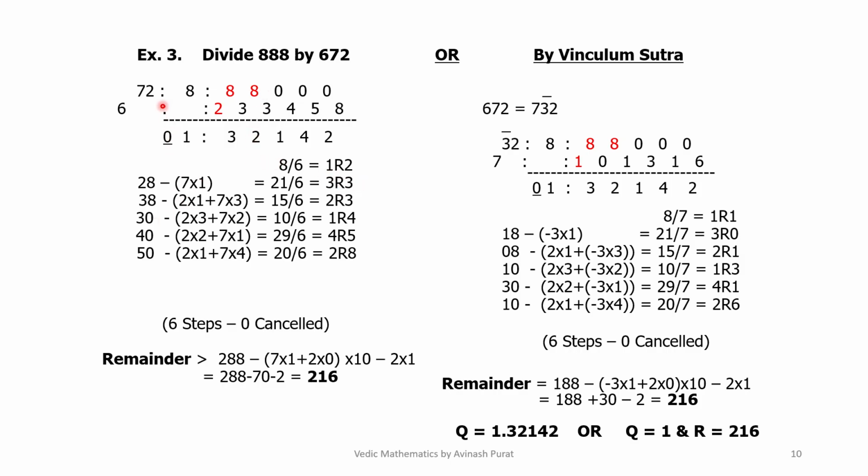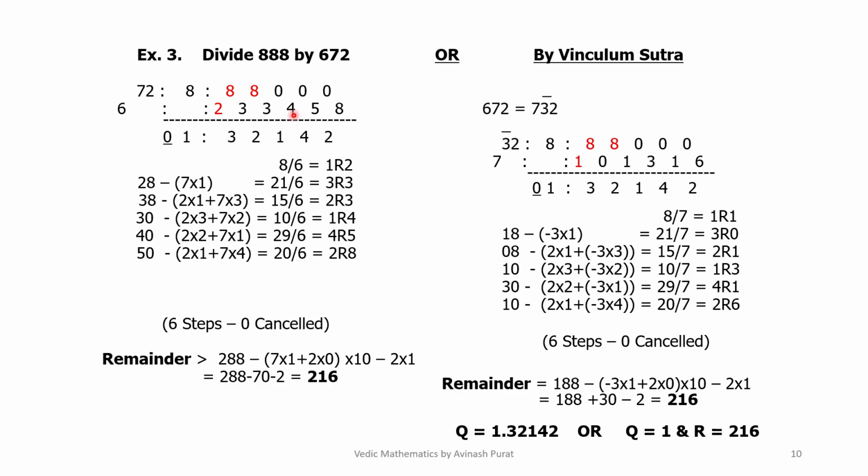38 minus (2 into 1 plus 7 into 3), that is 21 plus 2 is 23. 38 minus 23 is 15, by 6 equals 2 remainder 3. Now 30 is the dividend, minus (2 into 3 plus 7 into 2), that is 14 plus 6, 20. 30 minus 20 is 10. 10 by 6 equals 1.